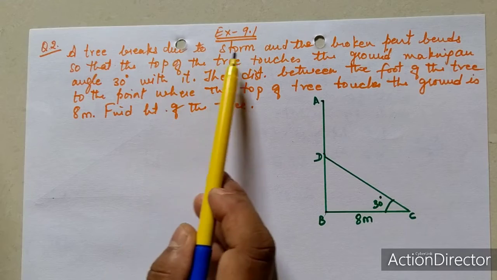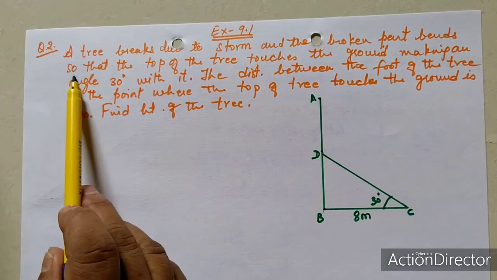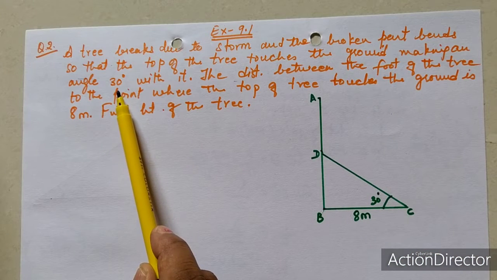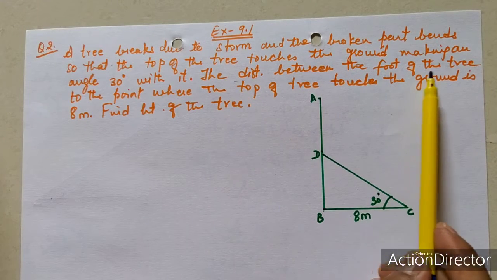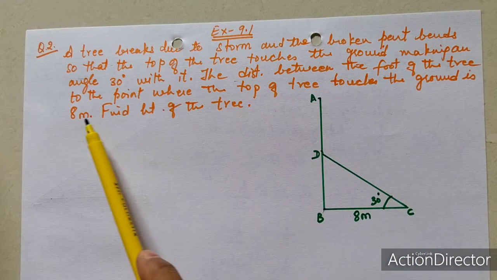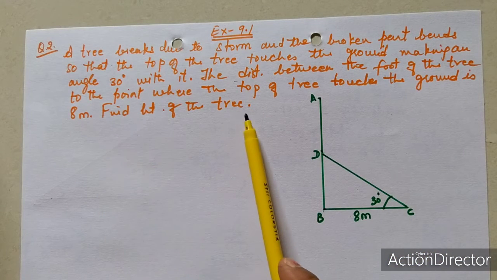The next question is question number 2 of the same exercise 9.1. A tree breaks due to storm and the broken part bends so that the top of the tree touches the ground, making an angle 30 degree with it. The distance between the foot of the tree to the point where the top of the tree touches the ground is 8 meter. Find the height of the tree.